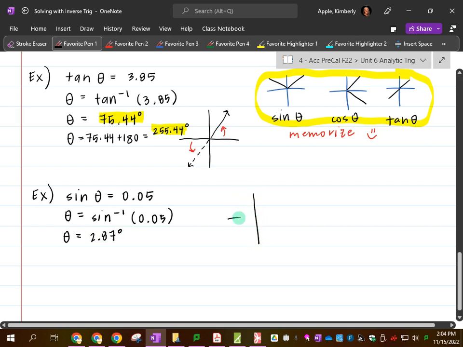So then I'm going to just make a brief sketch. So if this is 2.87 degrees, then I know that I need to just move forward from 180 by 2.87 degrees. So 180, 182.87. And that's your second value.